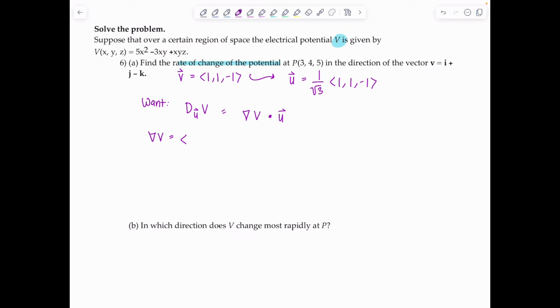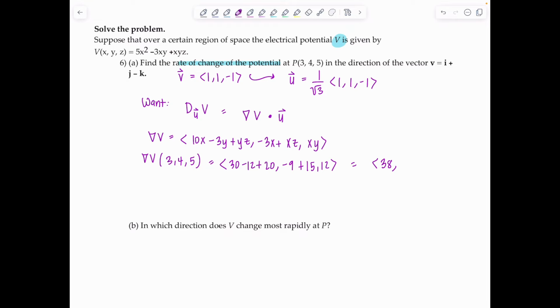Partial with respect to x would be 10x minus 3y plus yz. Partial with respect to y, negative 3x plus xz. And then partial with respect to z is xy. Now let me find the gradient at the point P, (3, 4, 5). It's going to be 30 minus 12 plus 20, negative 9 plus 15, and 12. So we get 38, 6, and 12.